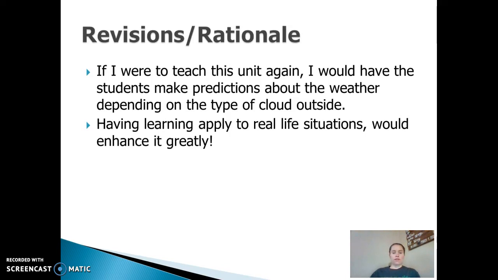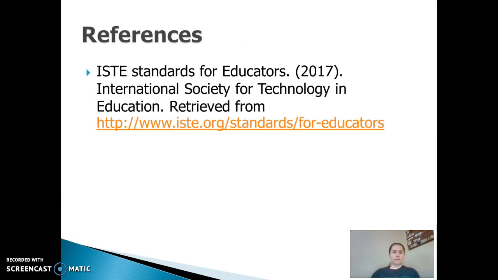So just having more of the real-life situations come into play with predicting weather, or maybe deciding what they were going to wear that day based on the clouds. And I also said how I would want them to self-reflect a little bit more. And these are my references for my ISTE standard.